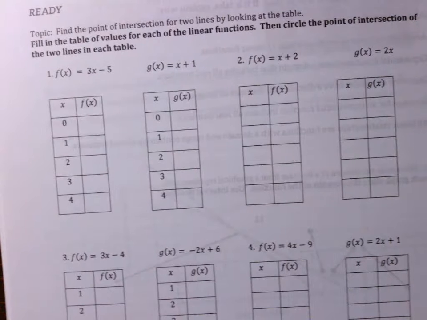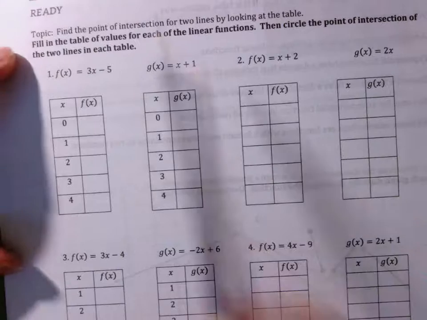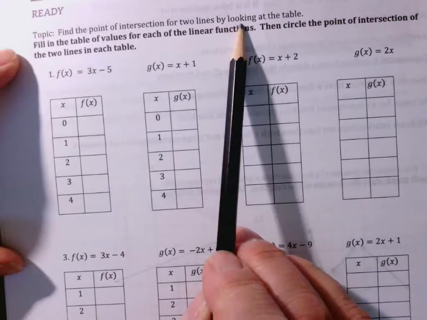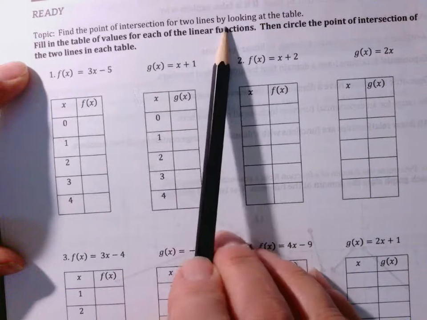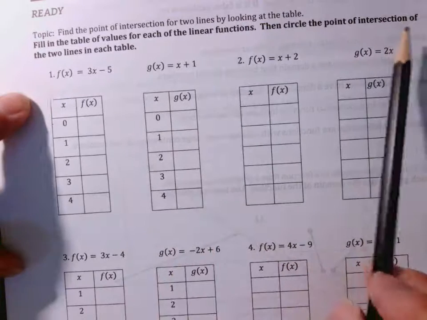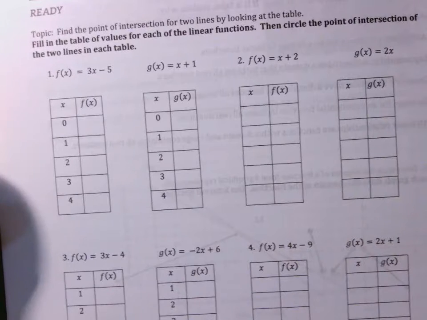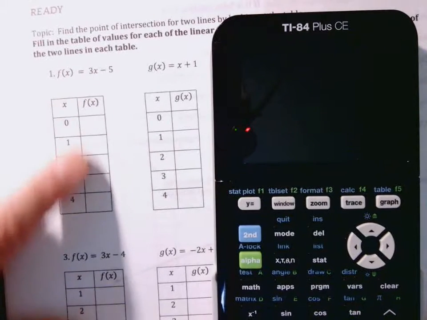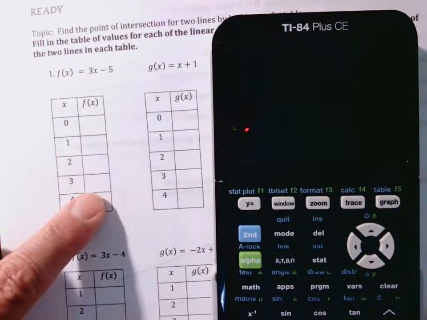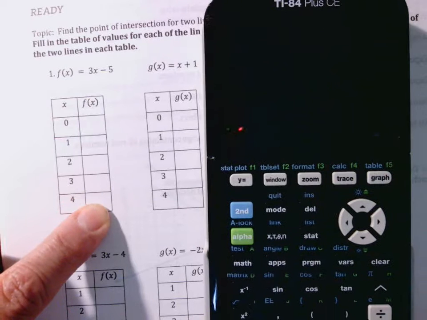Let's take a look at the ready portion first. It says, find a point of intersection for two lines by looking at the table. Fill in the table of values for the two linear functions first, and then circle the point of intersection of the two lines. So I'm going to graph f of x in my calculator, and I'm going to copy these points down from the table part of my calculator.